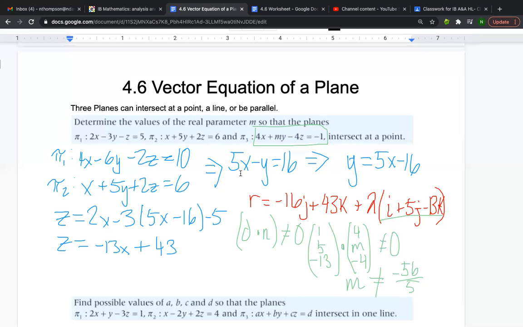And that's that one. So this is a concept that would not be on your formula sheet. It's something that you need to know and understand. So if I want them to intersect at one point, I want those to not be equal to 0. But if I want them to intersect on a line, I do want it to be equal to 0.